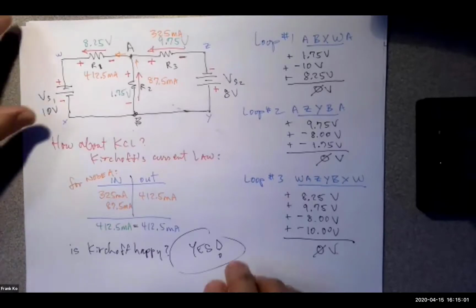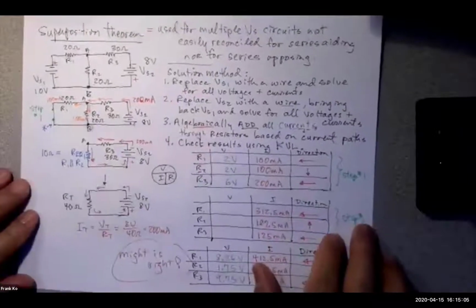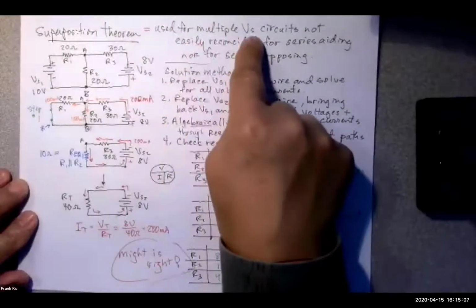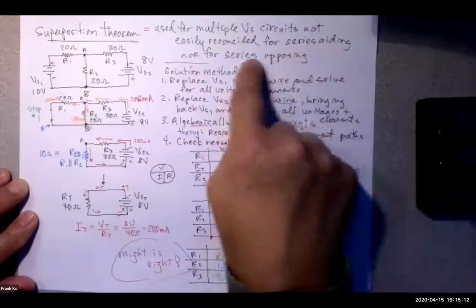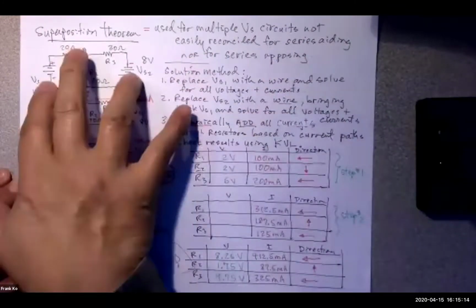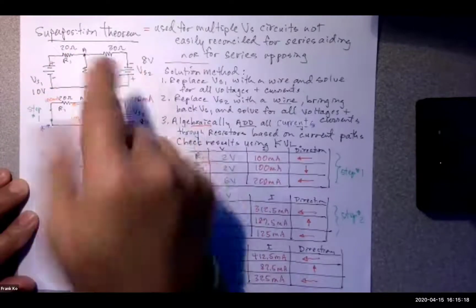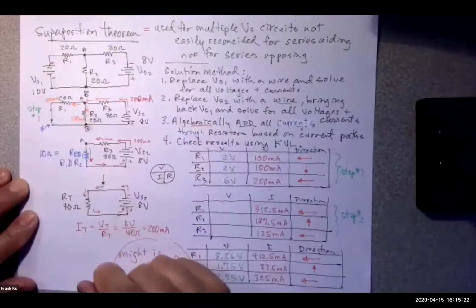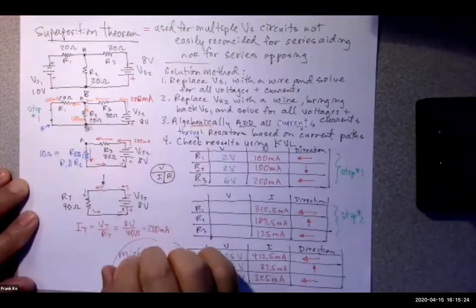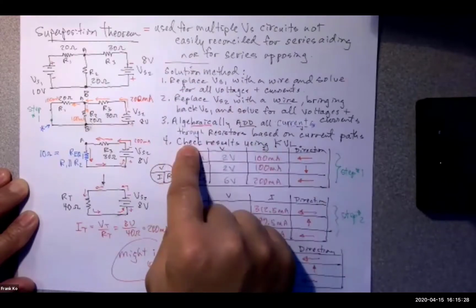So our superposition exercise is, in summary, again, used for circuits that have multiple voltage sources, but they're not easily reconciled as being series aiding or series opposing. You just can't say, well, how about we take the 10 minus the 8 and we'll have a net of 2. Well, you can't do that because they're not in series with each other. So how do you work something like this out? Through the solution method as stated, through those 4 steps.